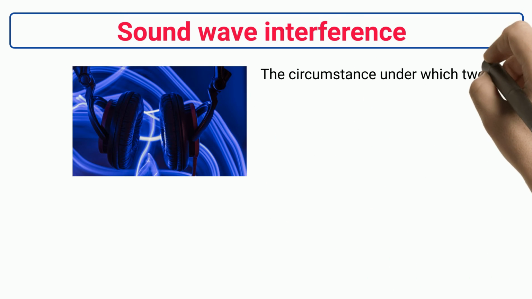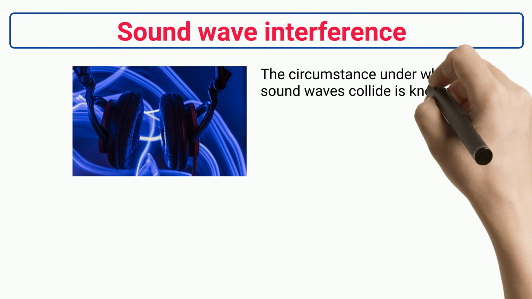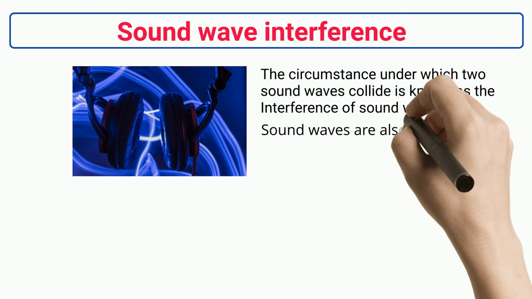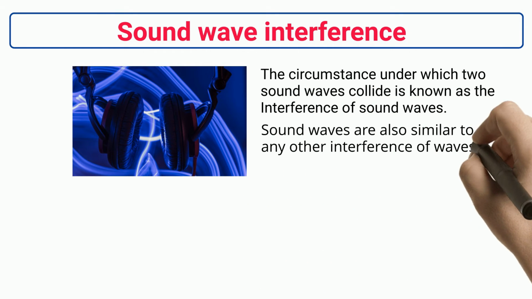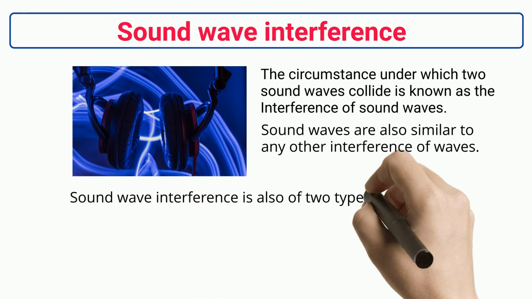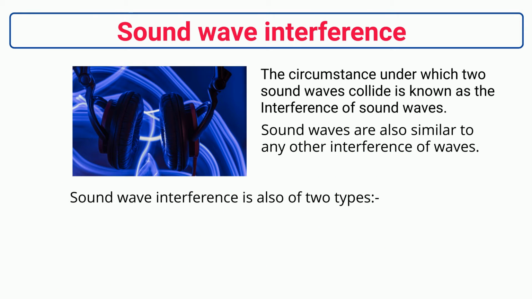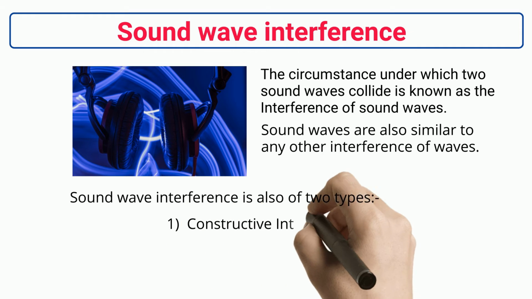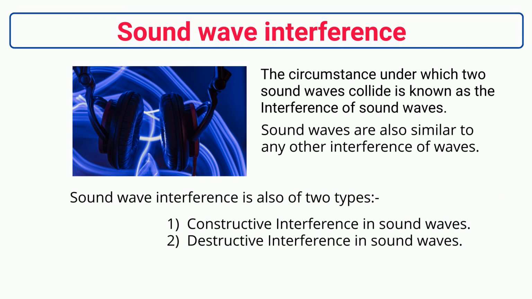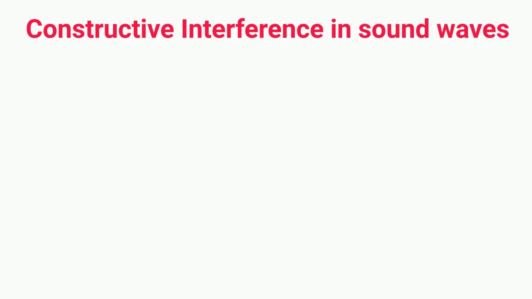Sound wave interference. The circumstance under which two sound waves collide is known as the interference of sound waves. Sound waves are also similar to any other interference of waves. Sound wave interference is also of two types: constructive interference in sound waves and destructive interference in sound waves.